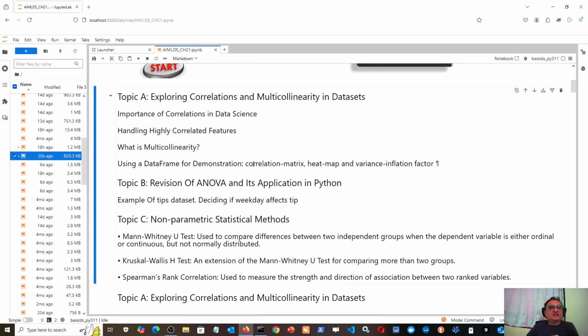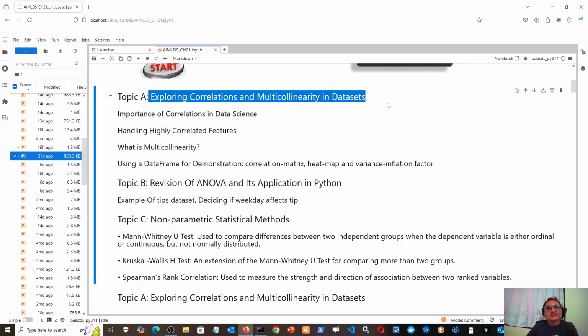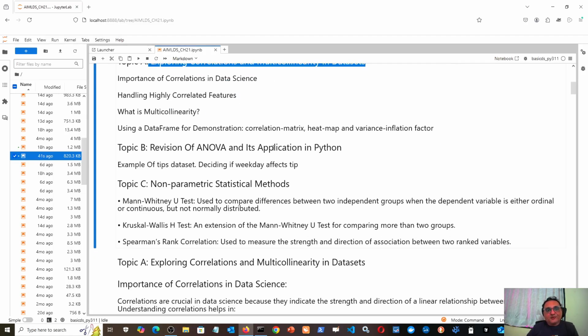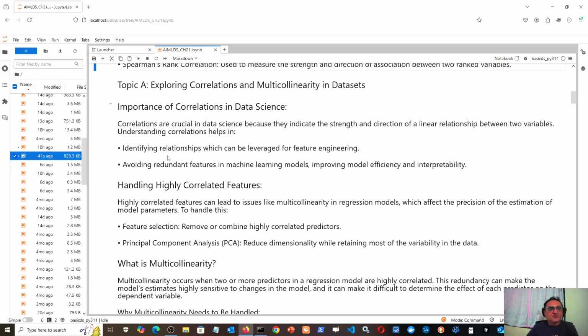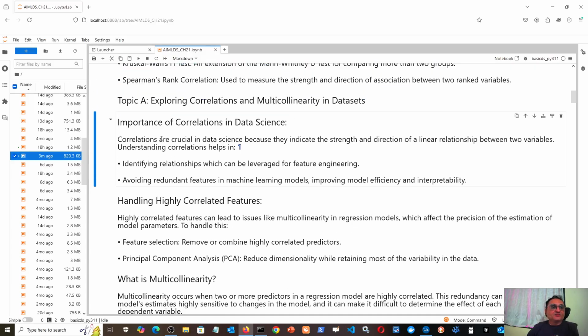Okay, so other things like the correlation matrix heat map we have done here and there in a scattered manner, but correlation is such an important topic that here everything regarding correlation we are doing in one place for easy reference in future. So let us start with our topic A, exploring correlations and multi-collinearity in the data sets. Let us start with the importance of correlations in data science.